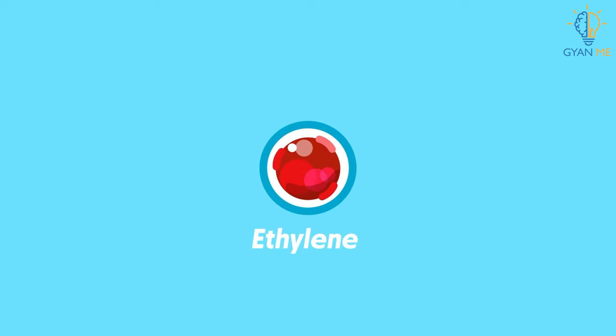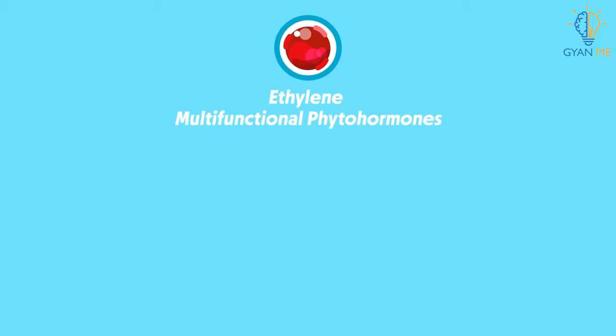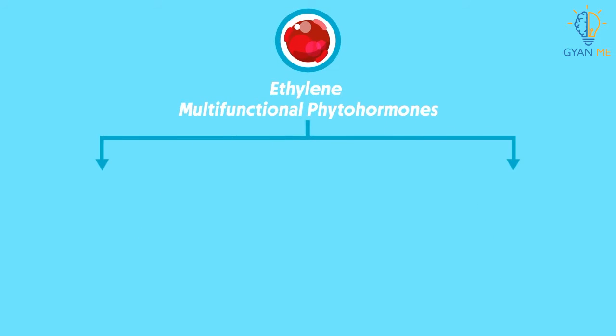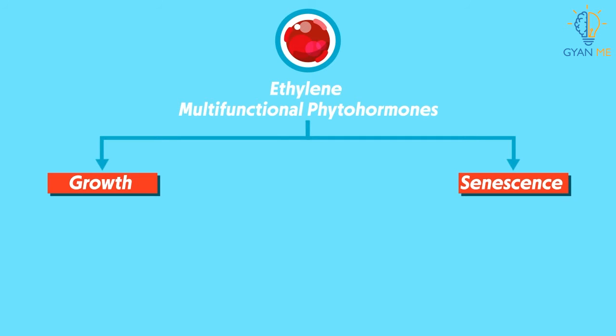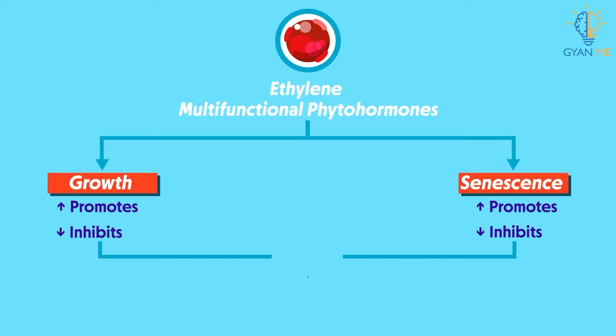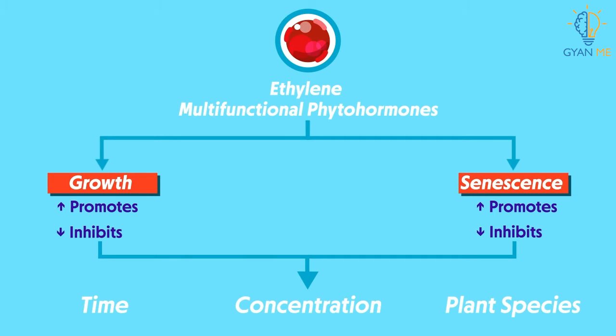But students, note that ethylene is regarded as a multifunctional phytohormone that regulates both growth and senescence. It promotes or inhibits growth and also controls senescence processes depending on factors like its concentration, timing of application, and the plant species. In most plant tissues, ethylene slows down or reduces growth due to decrease in cell division in both roots and shoots. Let us explore each hormone one by one.